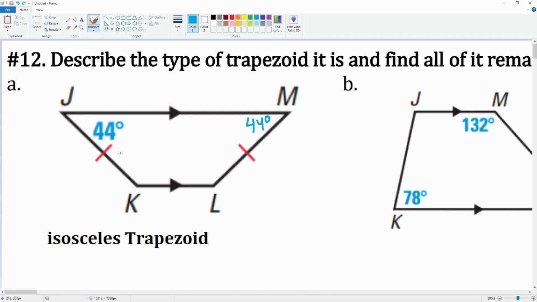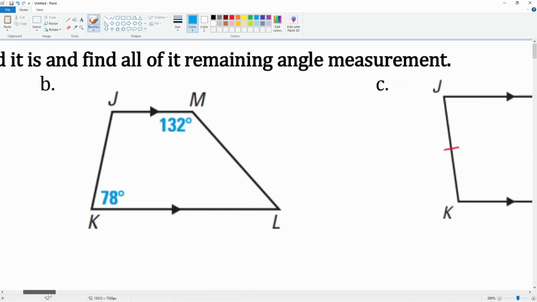So again, we can just write 180 minus 44. This gets you 136 here, because 44 plus 136 is equal to 180. All right. So if this is 136, this also has to be 136 because angle M and angle L have to be supplementary.